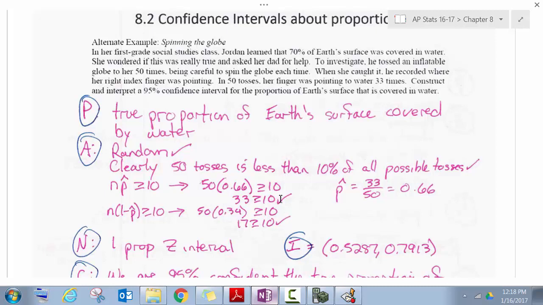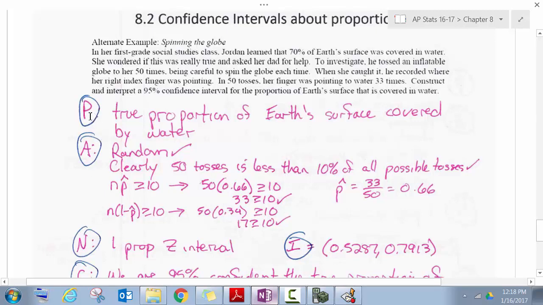Being careful to spin the globe each time when she caught it, he recorded where her right index finger was pointing. In 50 tosses, her finger was pointing to water 33 times. Construct and interpret a 95% confidence interval of the proportion of Earth's surface that is covered in water. This is kind of a lame experiment, but it still gets our point across.